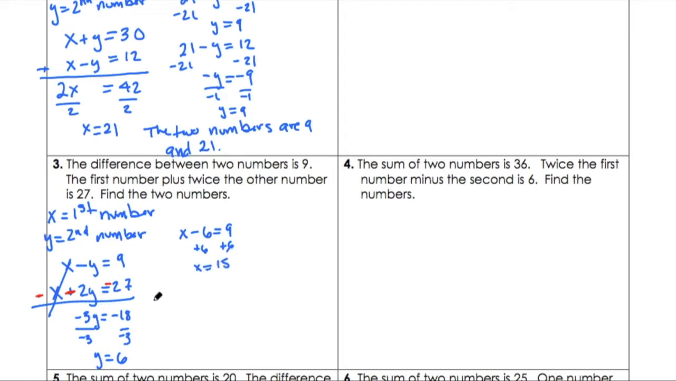We can plug that into our other equation. So x plus 2 times 6 should equal 27. This is really 12 here, so I'm going to subtract 12 from both sides. Yes, once again, we get 15. So let's answer our question. The two numbers are 6 and 15. Awesome.